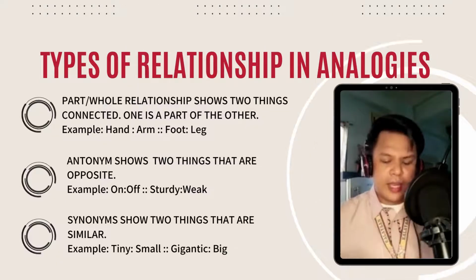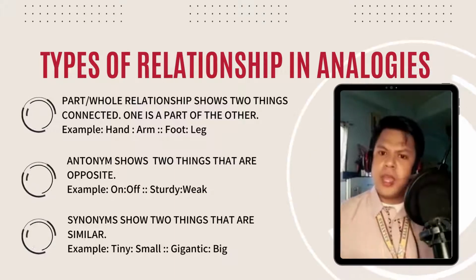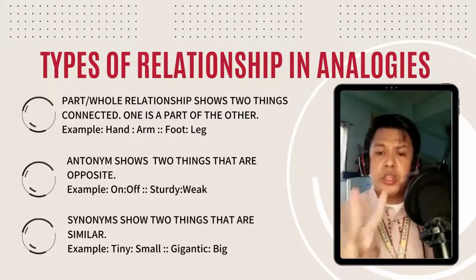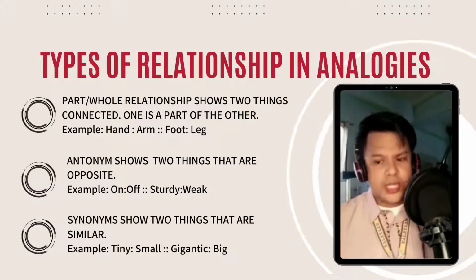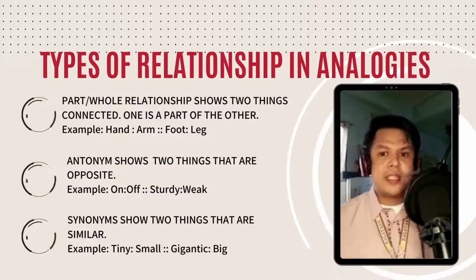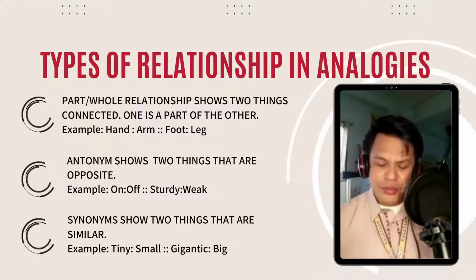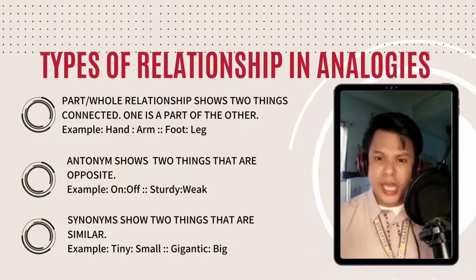The second one is the antonym. And the antonym shows two things that are opposite. As simple as on is to off, sturdy is to weak.